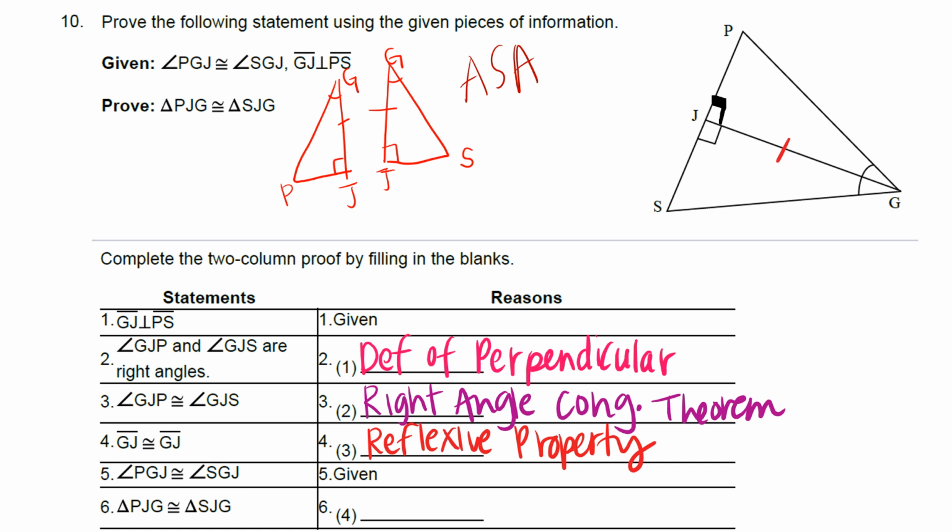All right, so that was the first thing up here that was given to you. And then the last line, line 6, says that the triangle PJG is congruent to the triangle SJG. And again, we figured out at the beginning by separating this into two little triangles and looking at what we were given that this was an angle side angle problem. So angle side angle. So by the angle side angle postulate, those two triangles are congruent.